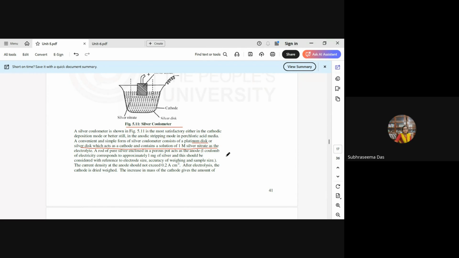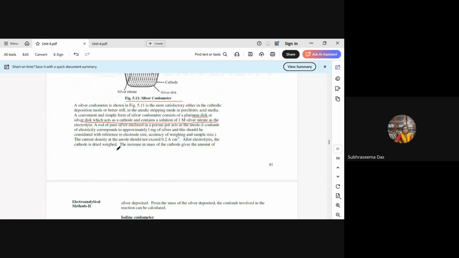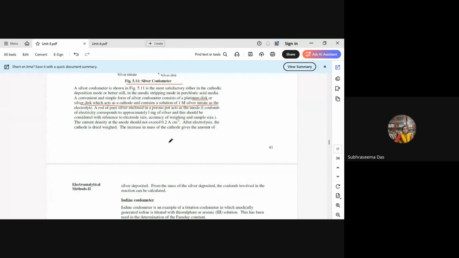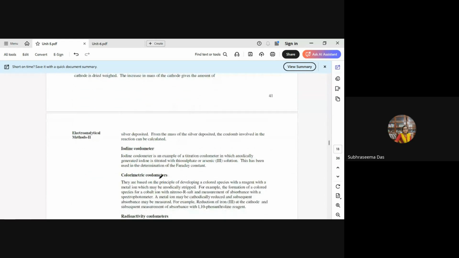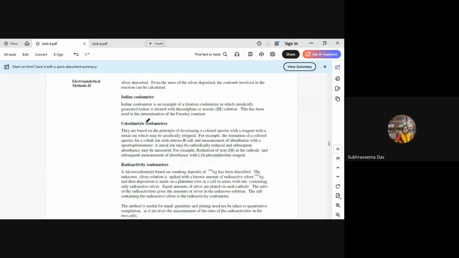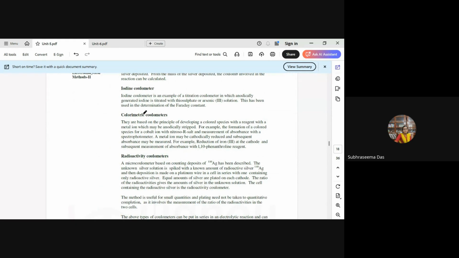A rod of pure silver enclosed in a porous pot acts as the anode, and this should be considered as the reference electrode. After electrolysis, the cathode is weighed. The increase in mass of the cathode gives the amount of silver deposited. From the increase in mass, we can calculate the number of Faradays involved.